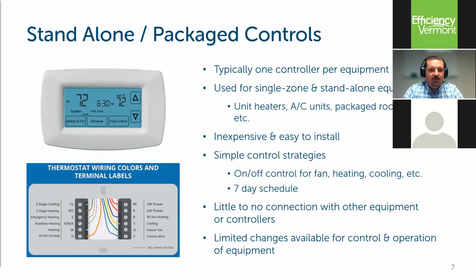So now we move on to standalone, or sometimes called package controls. These controls were typically done on a 1-to-1 ratio. So you would have one controller per piece of equipment. And a lot of the times it was a single zone piece of equipment. So you would have a VAV or an air handling unit for one zone. And that would be the ratio.